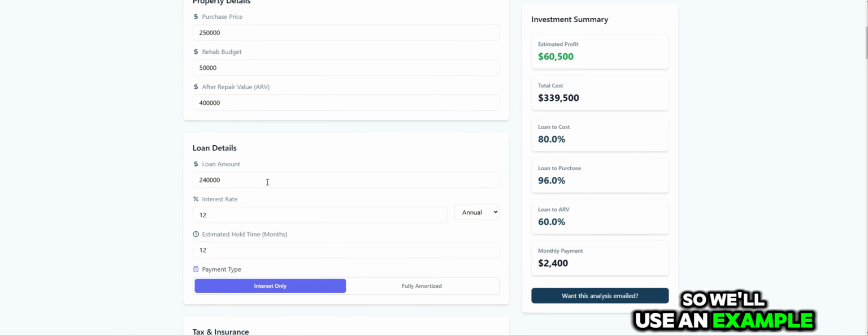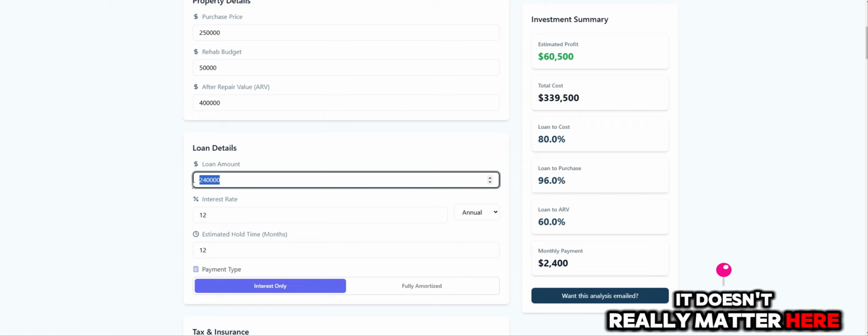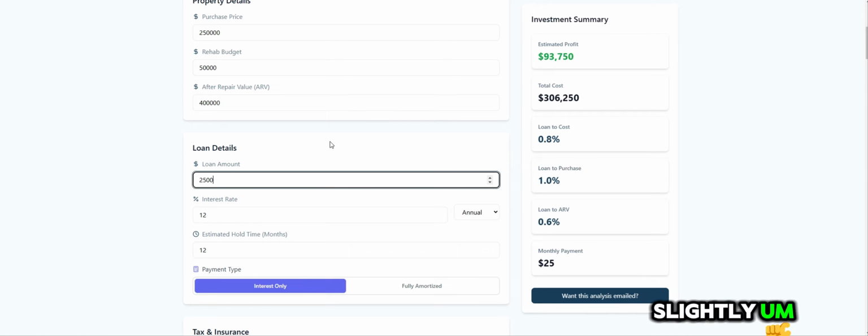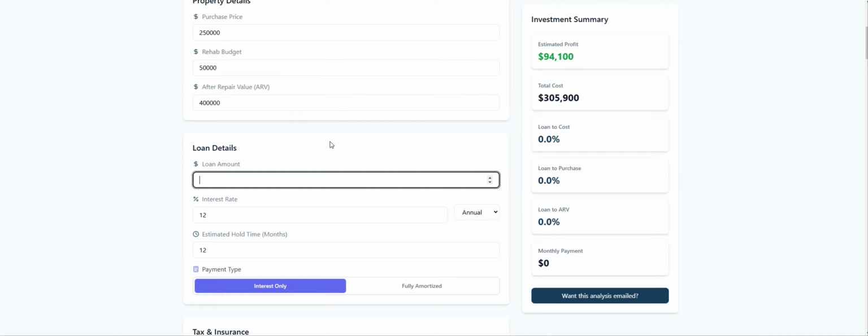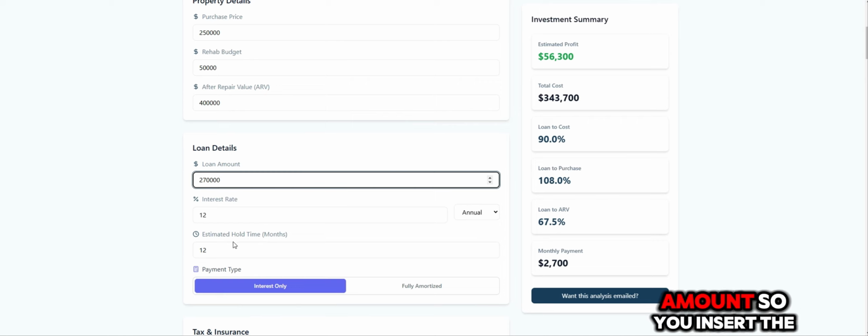Okay, so we'll use an example loan amount. It doesn't really matter here. I mean, I could adjust this slightly to maybe something more of what we would finance. Let's see here. Yeah, depending on your experience and all that stuff, we'd probably be, let's just do 90 loan to cost. That's our typical loan amount.